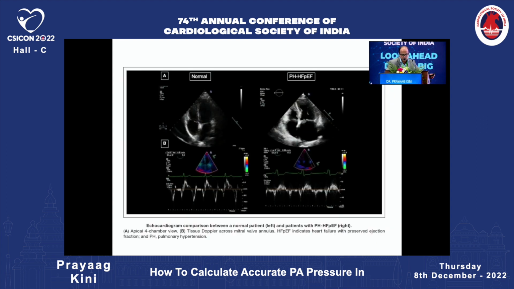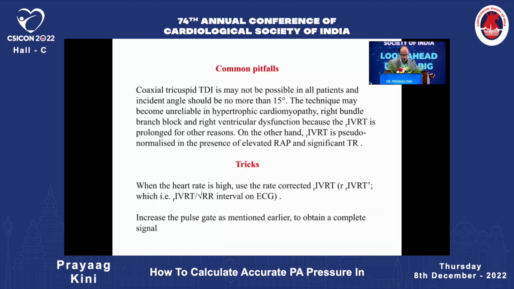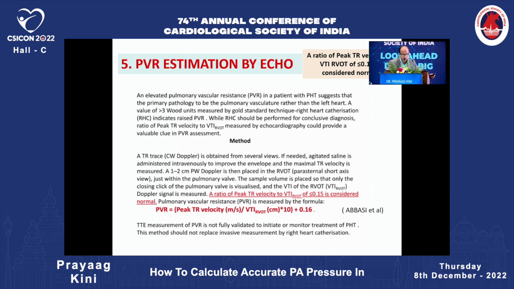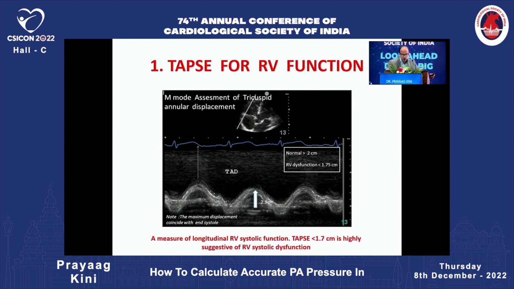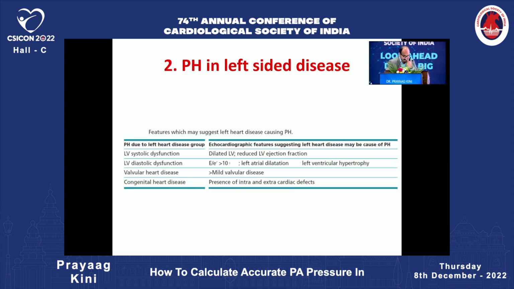TEI index has been used. I'm sorry, it's a very long topic; I couldn't finish it. PVR has been taken by the Abbasi formula. This is a formula that's very commonly asked in exams, where you take the peak TR velocity by the VTI RVOT, multiply it by 10 and add 0.16. It's called the Abbasi formula, and it has been shown to correlate well with the intracardiac measurement as well. I'll skip this because here are all the prognostic factors for PAH. TAPSE has been seen, PH in left side disease.